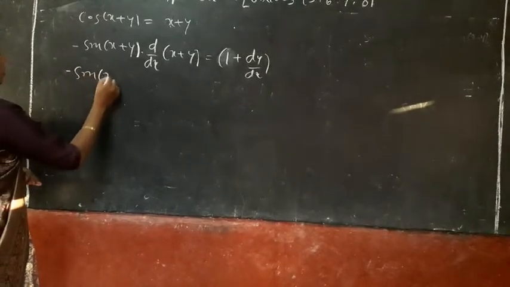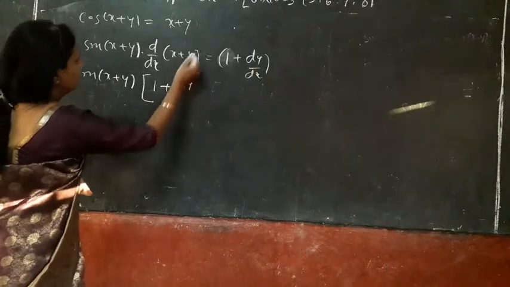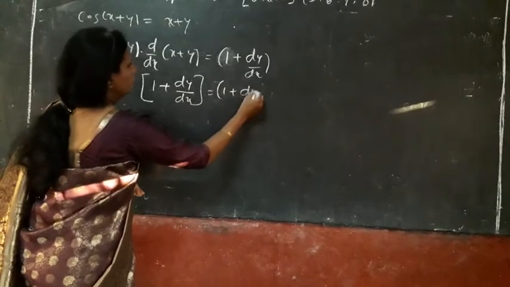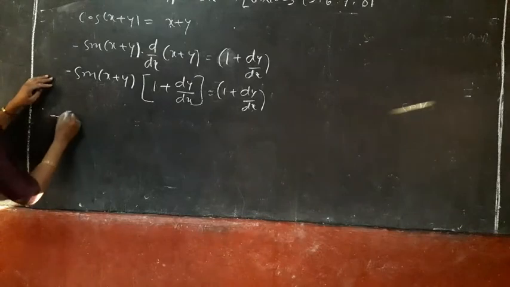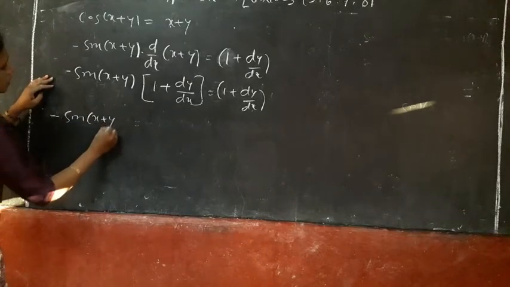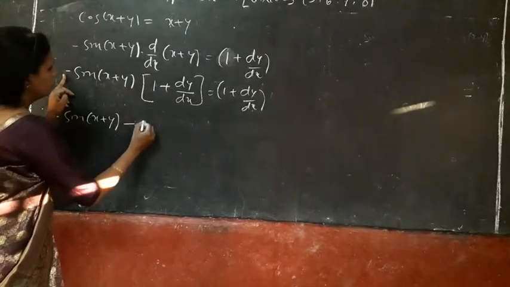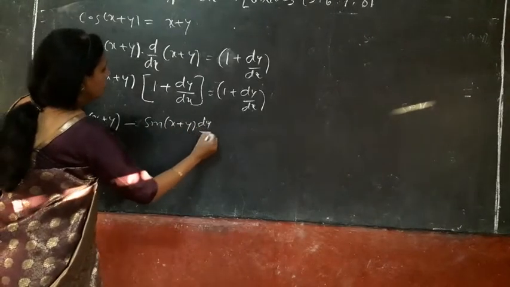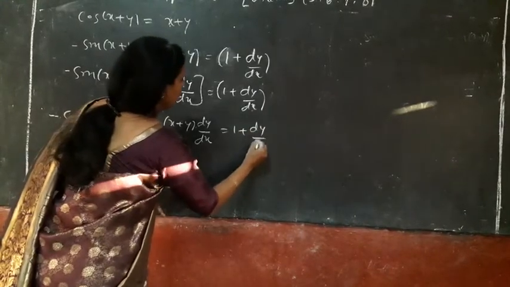Now multiply, see, minus sin x plus y, differentiation of x is 1, differentiation of y is dy upon dx. This is equal to 1 plus dy upon dx. Now multiply this term. Sin of x plus y into 1 gives minus sin of x plus y, minus into plus minus sin of x plus y into dy upon dx. This is equal to 1 plus dy upon dx.